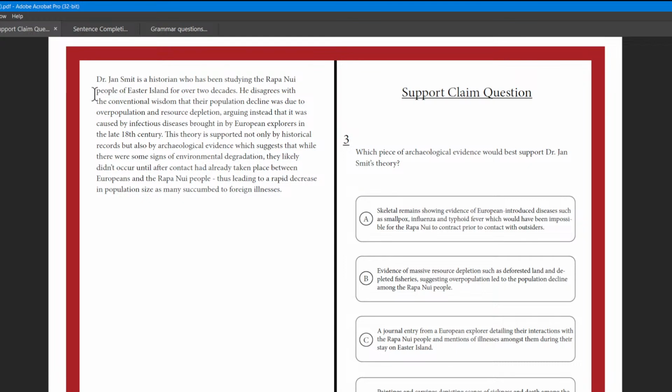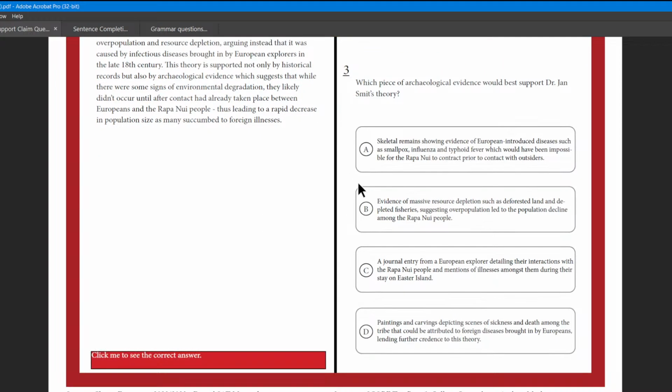And okay, so he disagrees with the conventional wisdom that their population decline was due to overpopulation and resource depletion. Instead, it was infectious diseases. Okay, so he's saying that these people of Easter Island died because of disease, not overpopulation and resource depletion. So I just need to find some evidence that would show that they got diseases. And maybe skeletal remains showing evidence of European introduced diseases. That seems pretty good. Let me just check the others real quick. Resource depletion, that's the other theory. That's not what we want.